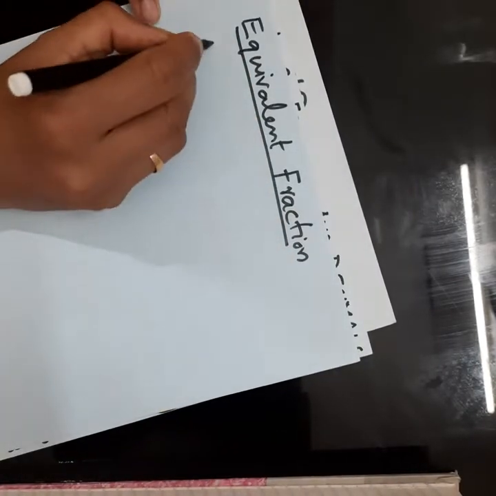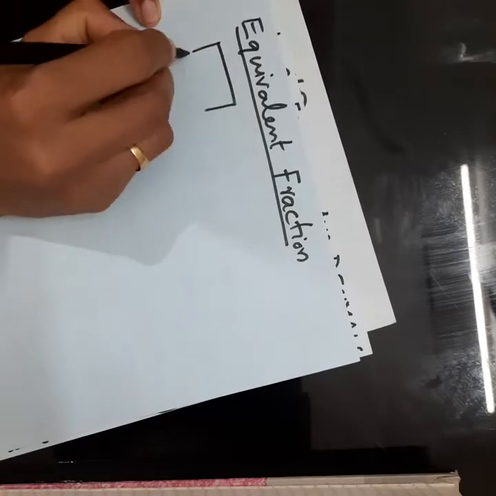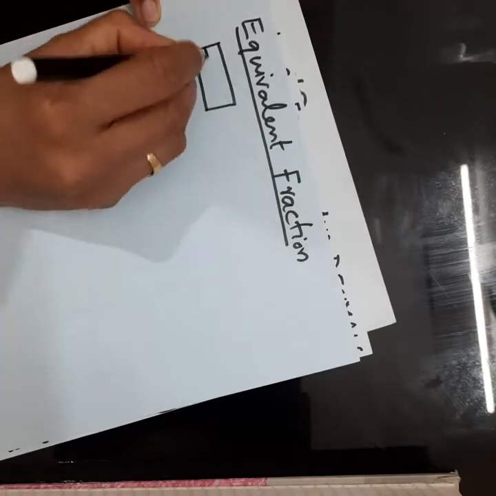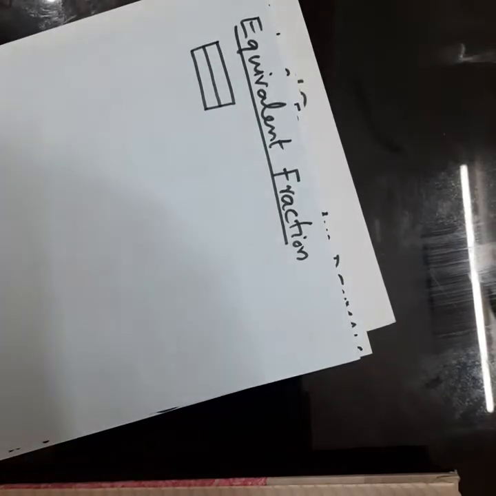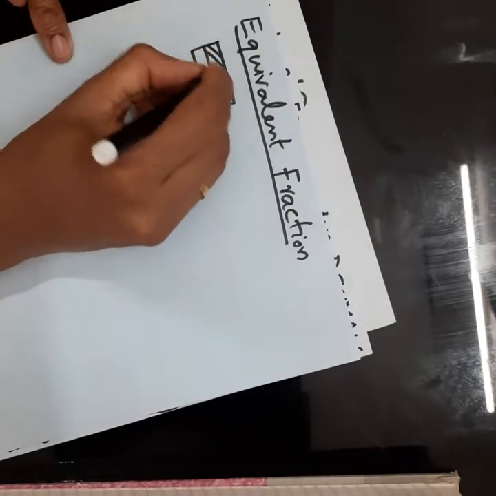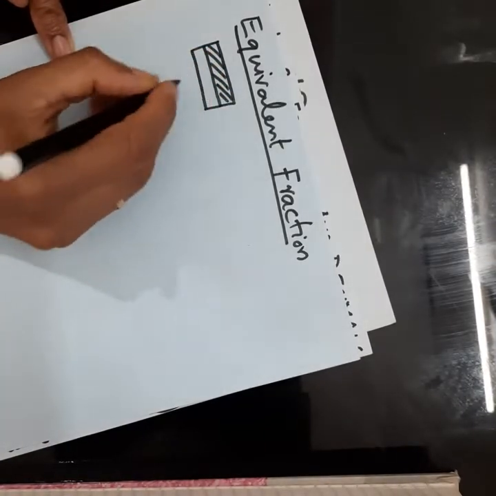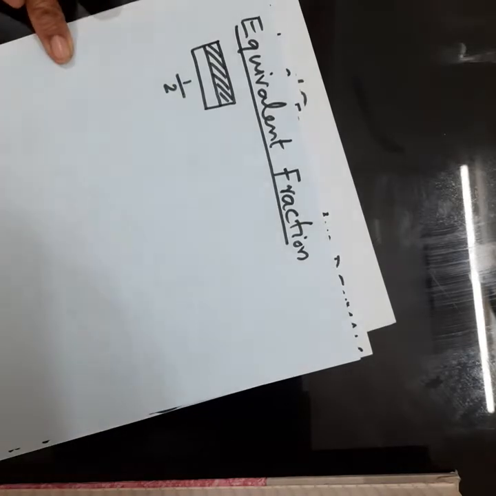Okay, so let us see. If I divide this figure into two equal parts and I shade this much part, this represents 1 by 2, correct? This is 1 by 2.